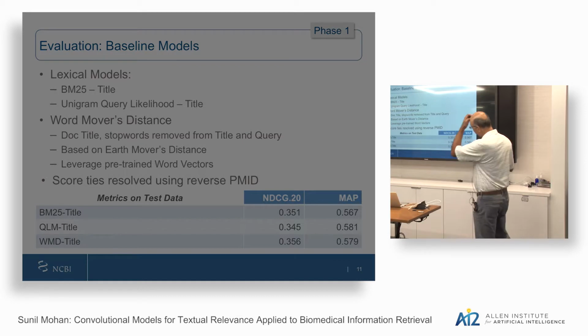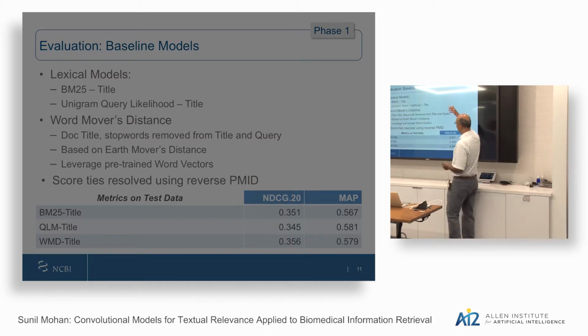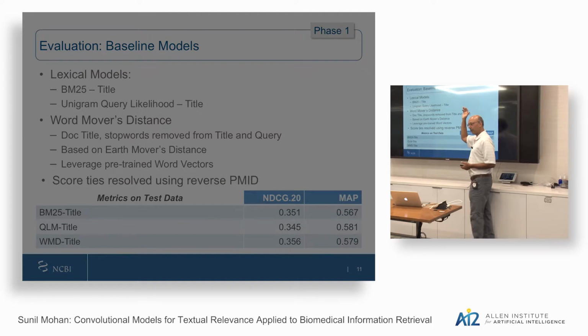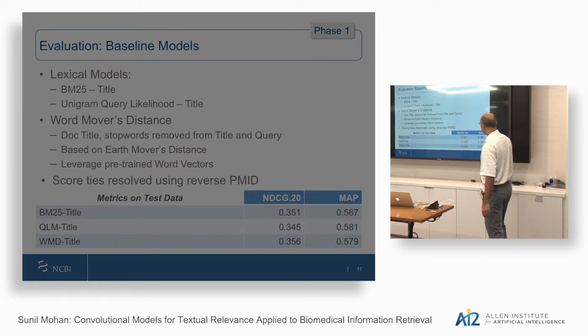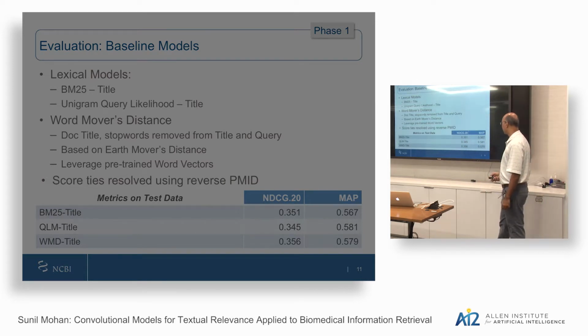So for the evaluation, start with the traditional lexical models, BM25 and unigram query likelihood. I tested on title, abstract, and title plus abstract, and in this case, the title ones gave the best metrics. And then word movers distance. Are you familiar with word movers distance? Yeah, okay. So this was nice because it leverages the same word vectors, but it's an untrained model. And as you can see, it actually does perform slightly better than BM25 and query likelihood.